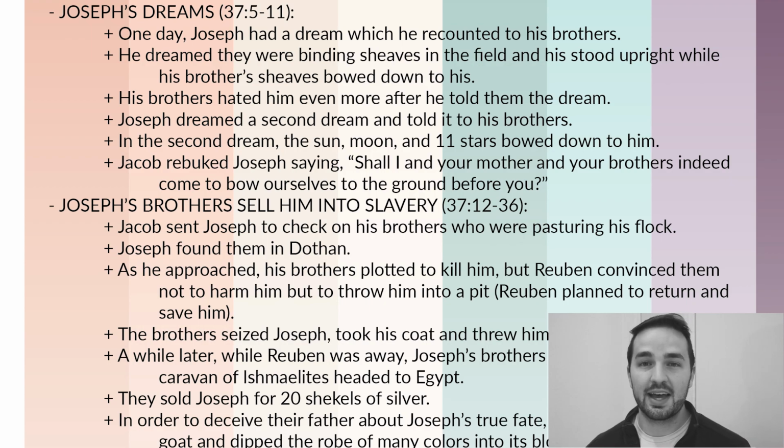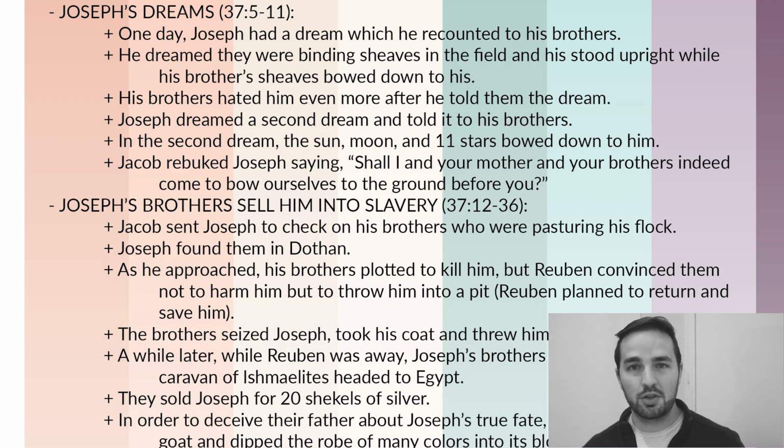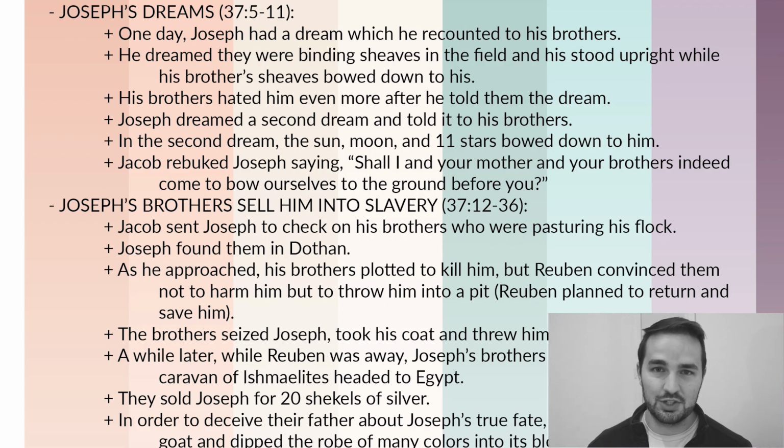So one day, Joseph had a dream, and he recounted it to his brothers. He dreamed that they were binding sheaves in the field, and Joseph's sheaf stood up, and all of his brothers' sheaves bowed down to his. And when he told this to his brothers, they hated him even more than they had hated him originally. But Joseph had a second dream, and he felt the need to tell this one as well. He dreamed that the sun, the moon, and 11 stars came and bowed down before him.